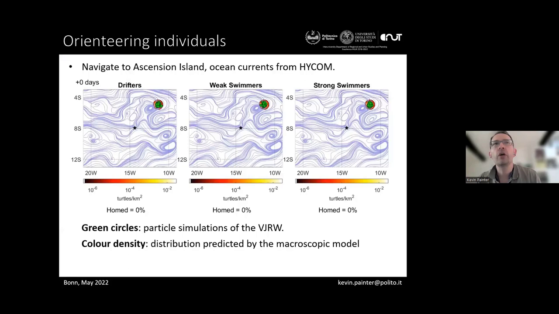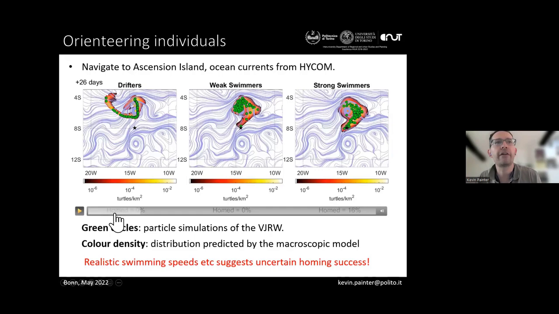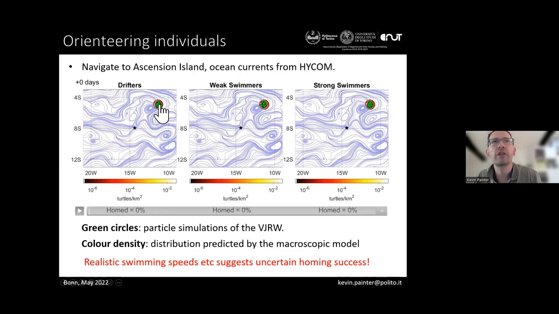And then we can actually investigate the success of turtles in trying to find their island. Here we're showing both individual simulations of the velocity jump random walks and Monte Carlo simulations, and then the color map is showing my macroscopic model. So this should also show the good correspondence between the two. And you can do this for simple drifters or weak swimmers, or very strong swimmers, and then investigate the homing success.